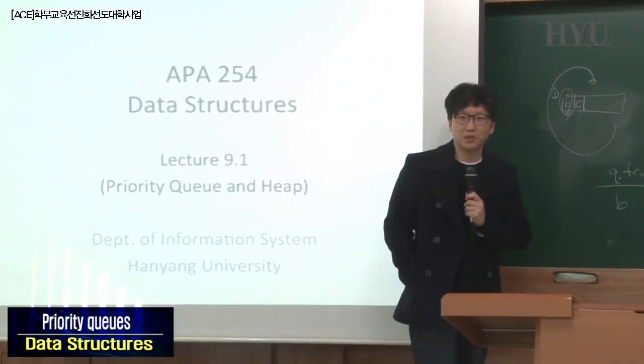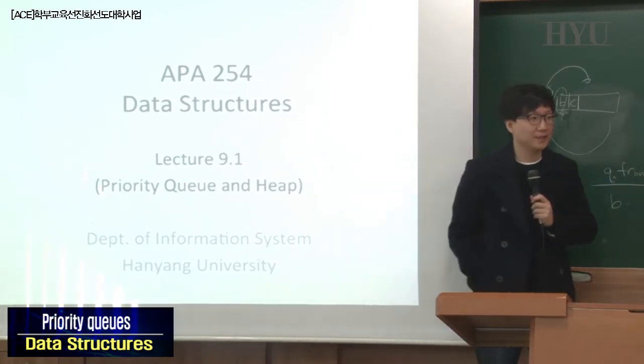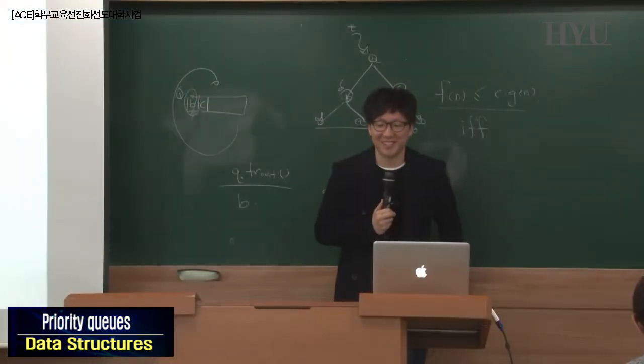What chapter is this? What's the chapter number for this one? Priority queue and heap. I forgot. Data structures. Priority queue and heap.